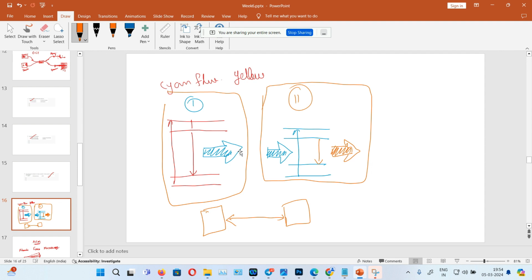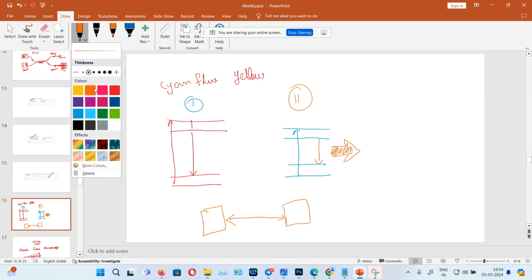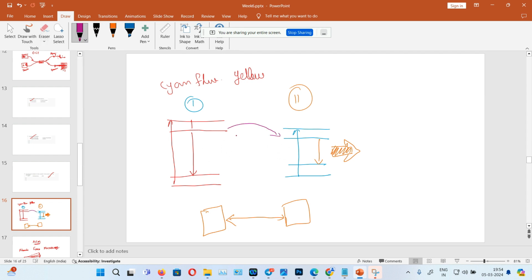So what will happen in that case? Actually this will not emit at all. There will be an energy transfer from here to here. So you are never going to see any cyan emission. You will see only UV getting absorbed, and you will see some yellow being emitted. So what is the indication? The indication is that these two entities are very near to each other.